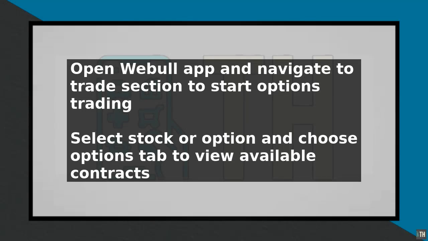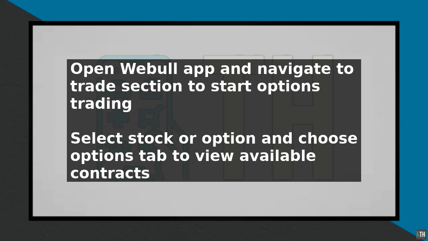Using the Webull app options can be an effective way to manage your investments and potentially increase your returns. To get started, open the Webull app and navigate to the Trade section. From here, select the stock or option you want to trade and choose the Options tab.